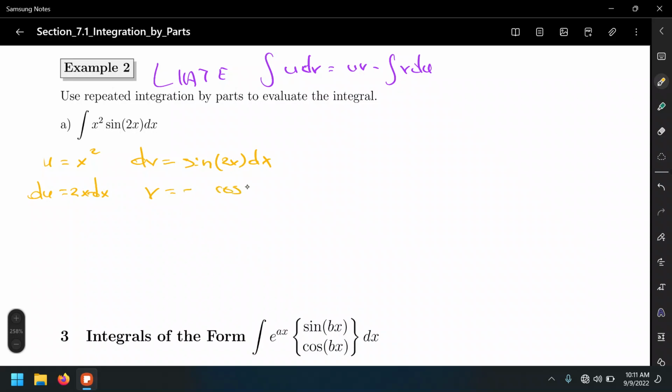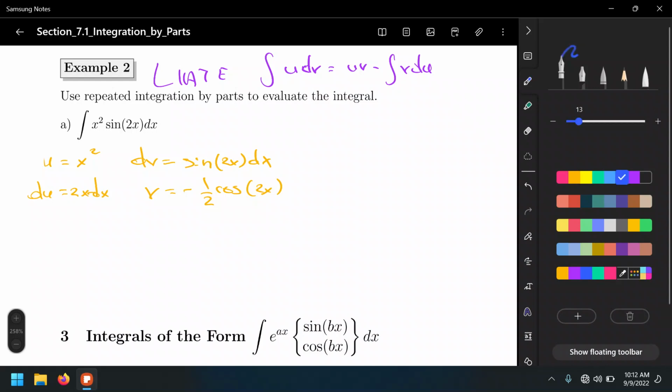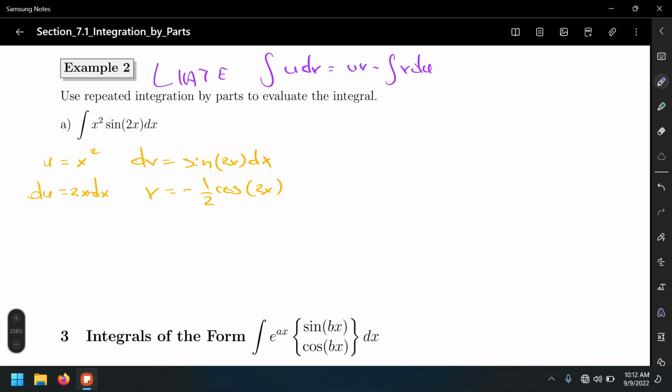Negative cosine to x, right? Negative cosine to x, and I left a space for that factor due to the u substitution. Okay, so we're ready to evaluate the integration by parts, and now that we have all the setup, all the required pieces of information, that's going to be u times v, in this case x squared, times v, which is negative 1/2 cosine 2x, minus the integral of v, which is negative 1/2 cosine 2x, times du, which is 2x dx.